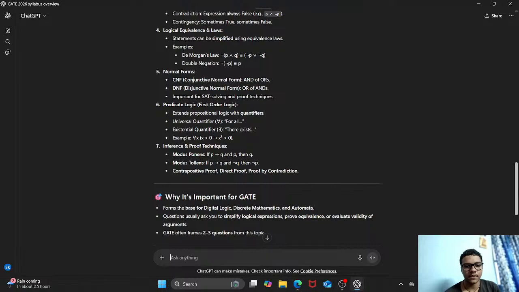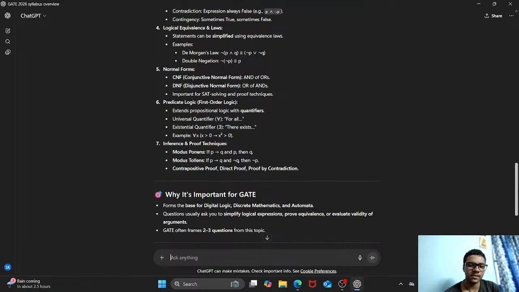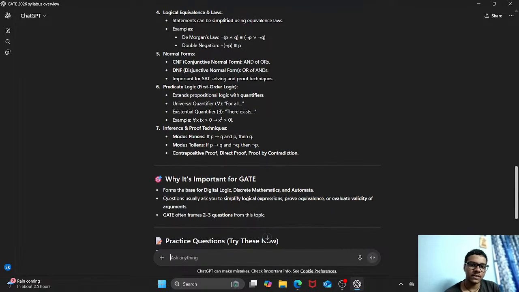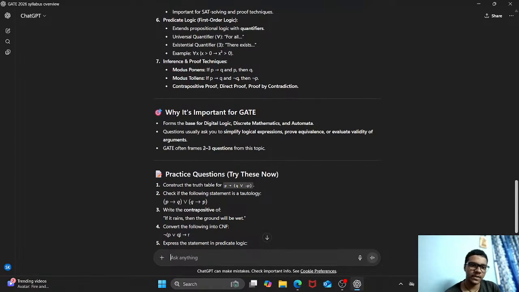Okay. Proof techniques. Predicate logic extends propositional logic with quantifiers: universal quantifier, existential quantifier. For all x, x greater than 0. Modus ponens: if P implies Q and P, then Q. Modus tollens: if P implies Q and negation Q, then negation P. Contrapositive proof, direct proof, and proof by contradiction.